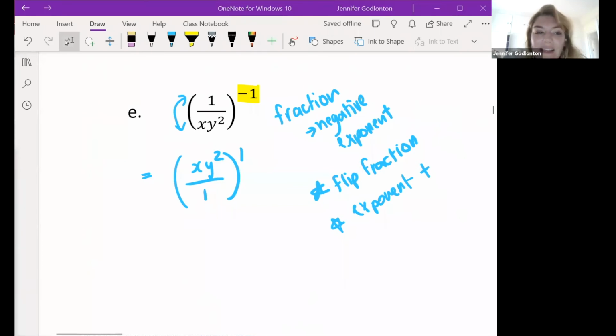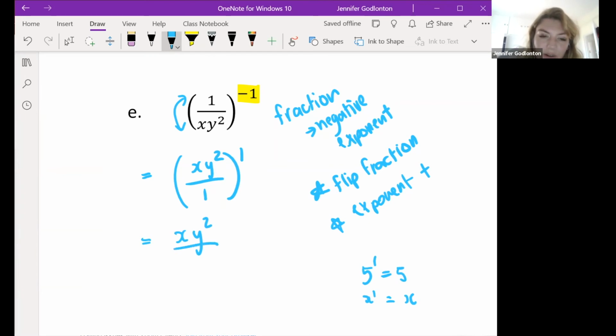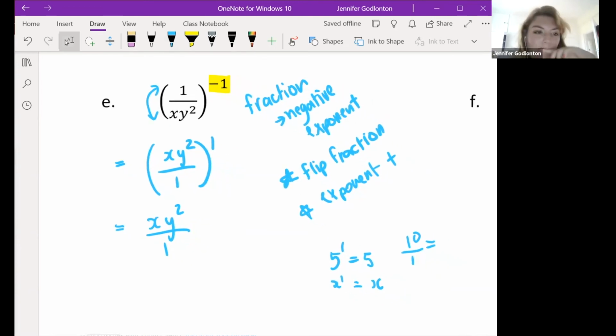What is anything to the power of 1? So like what is 5 to the power of 1, for example? 5, exactly. Okay, x to the power of 1 is x. So in this case, anything to the power of 1 is itself. So that's the same as saying xy squared over 1. What is anything divided by 1? So like what is 10 divided by 1, for example? 10, exactly. Okay, so we can actually just write that as xy squared.